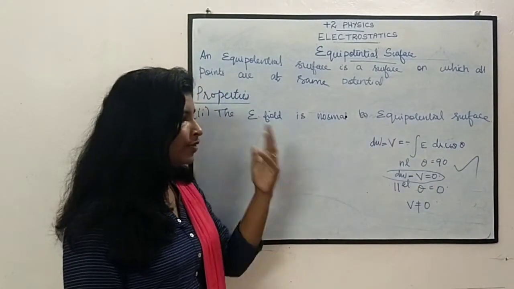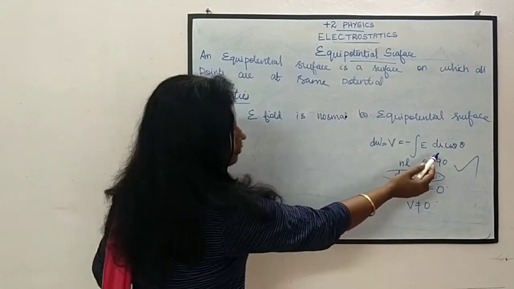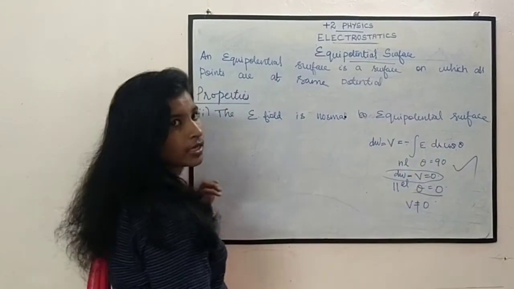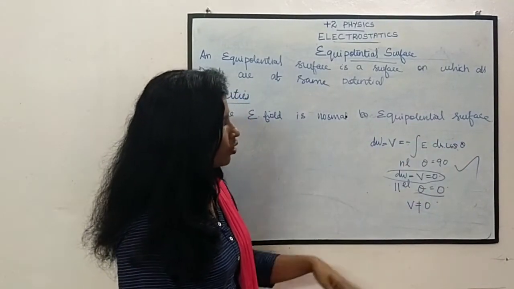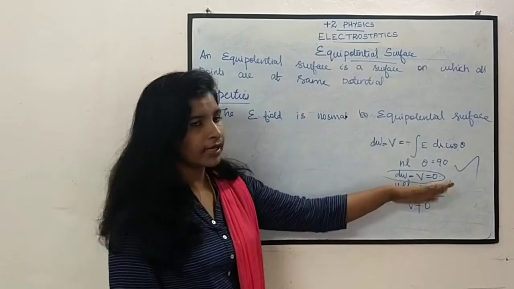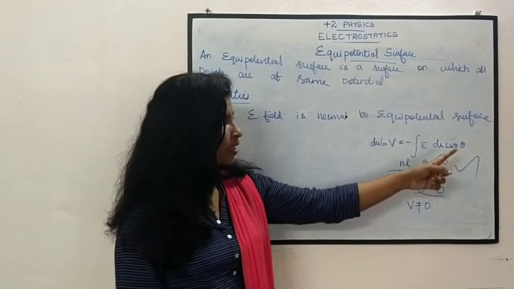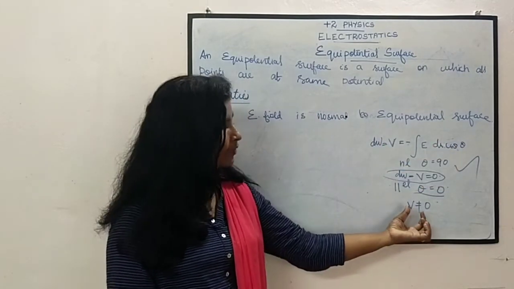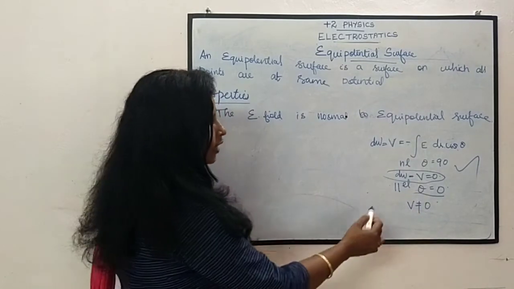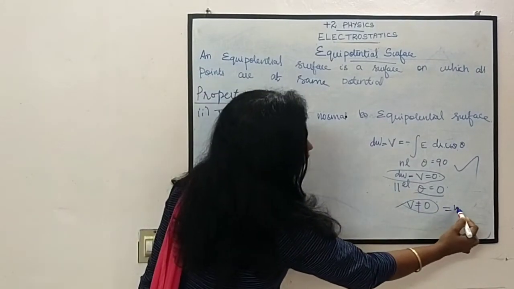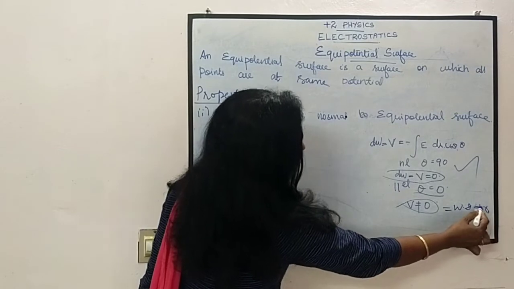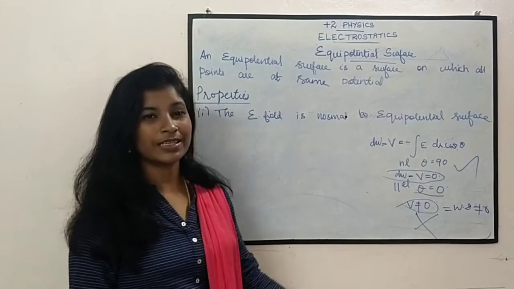So it is right. If it is parallel, what happens? I have to substitute theta equal to 0. So if theta equal to 0, what about my V value or work done? Will it be 0? No, because cos 0 is 1. So it will have some value. It will not be equal to 0. That means work done will not be equal to 0. This is not possible. It is a contradiction.